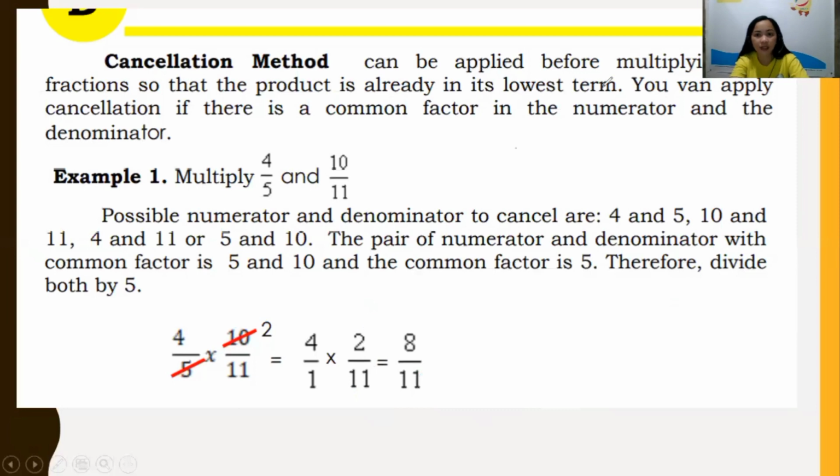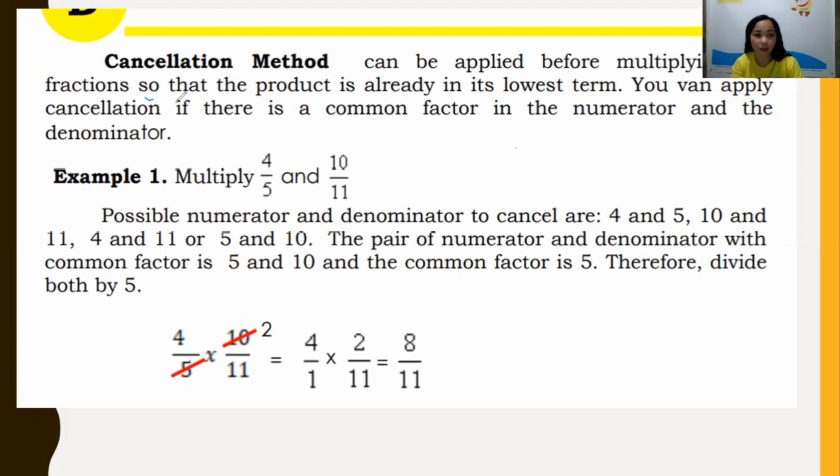Alright, for this slide, we have the cancellation method, which is another method. The cancellation method can be applied before multiplying fractions so that the product is already in lowest term. You can apply the cancellation if there is a common factor in the numerator and in the denominator.